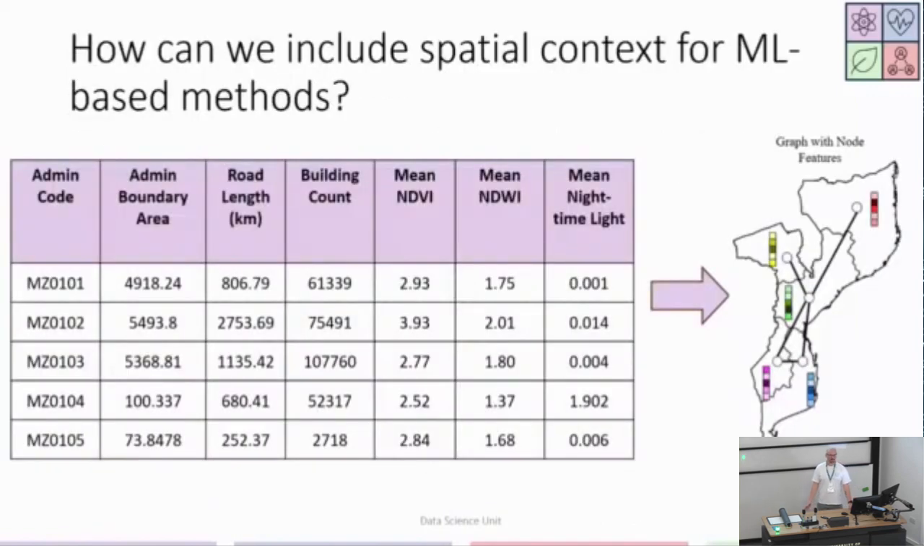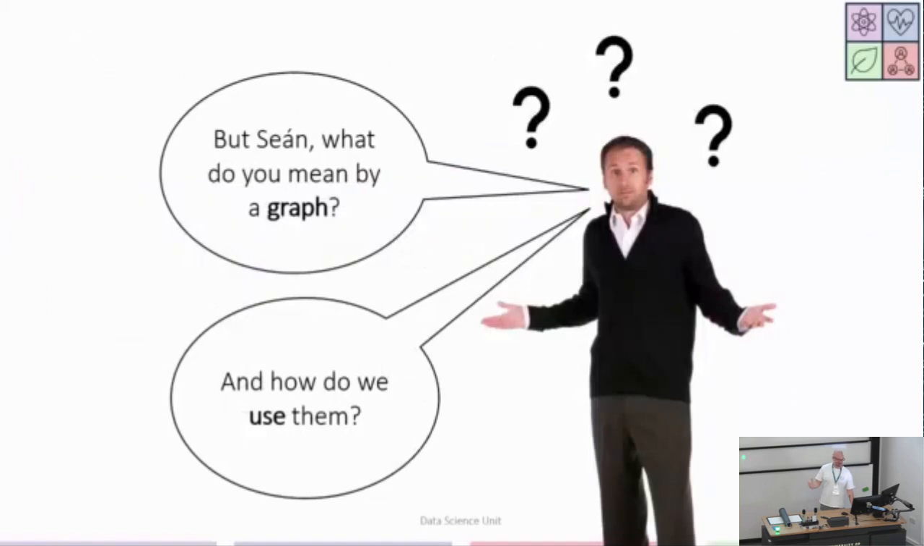But how do you include spatial context for machine learning methods? Because that relationship is kind of tricky. So on the left here, you see a standard table that we'd all use for any machine learning, IDs, and then you've got features. Our idea is to add spatial context in the form of a graph. So this is Mozambique represented as a graph. And I'll explain what all those things mean in a second. Yeah, what's a graph and how do you use them?